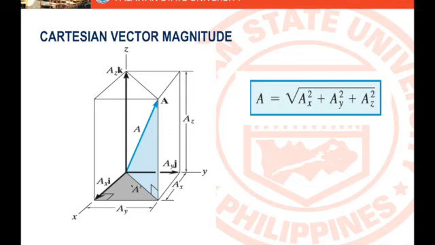Okay, so for the blue triangle, the sides are A prime and Az, and the hypotenuse is the magnitude of A. So now let's go to this triangle, the gray shaded triangle. It is composed of the x and y components, and the hypotenuse is A prime. So it's better that we discuss this for now, since we will be doing a lot of trigonometry later. So please try to visualize these 2 triangles.